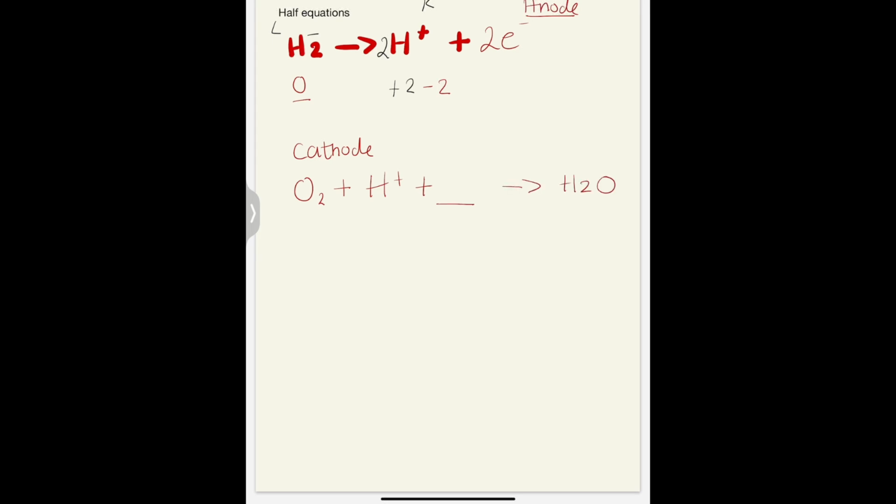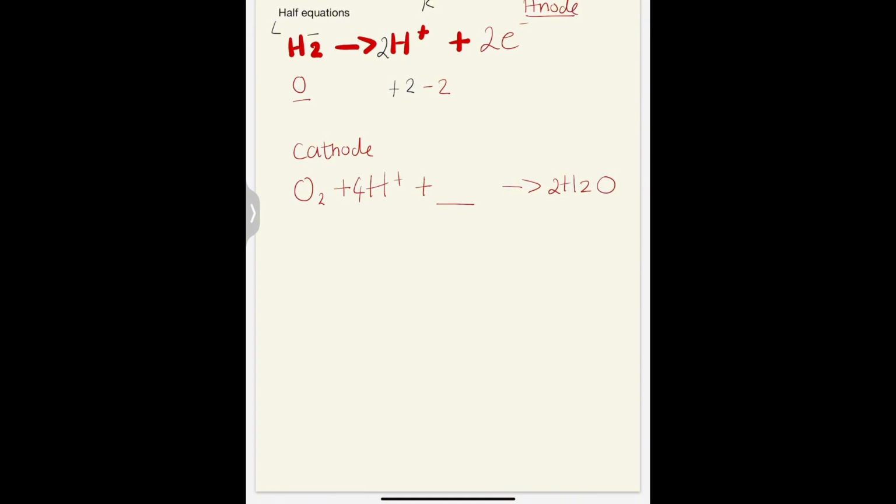So let's firstly balance this, okay? So we've got 2 oxygens there, but we've only got 1 there, so I'm going to put a 2 over there. So there's 2 oxygens, okay? Now we've got 4 hydrogens here, but we only got 1 there, so I'm going to put a 4 over there. That's it, we've fully balanced it.